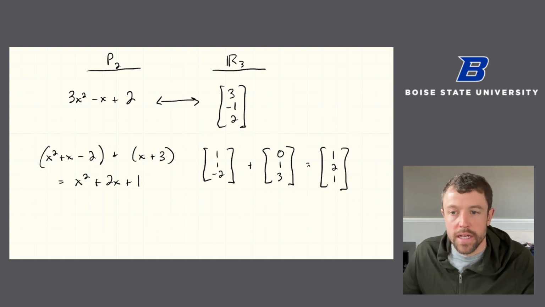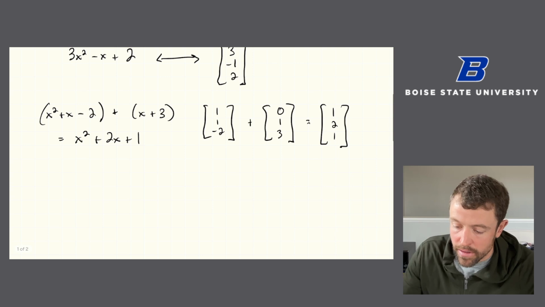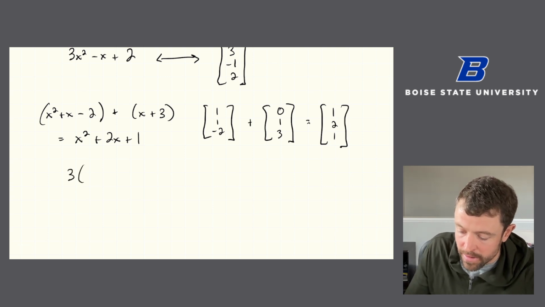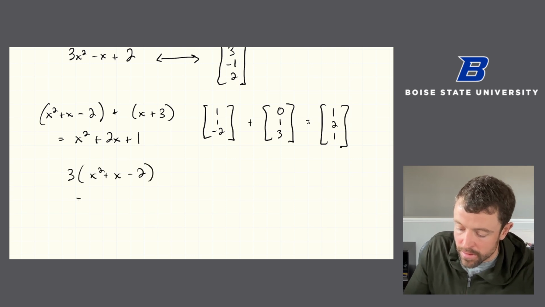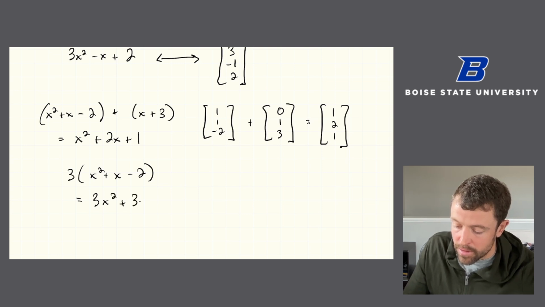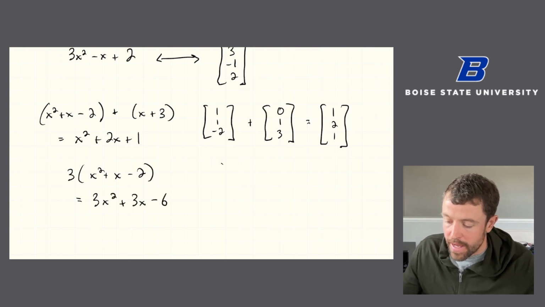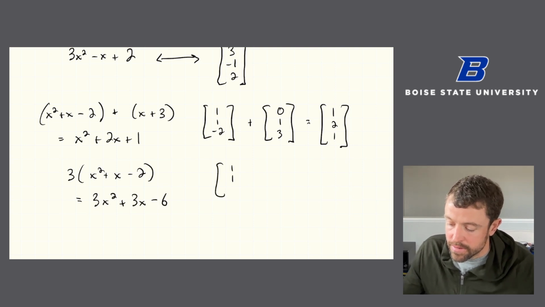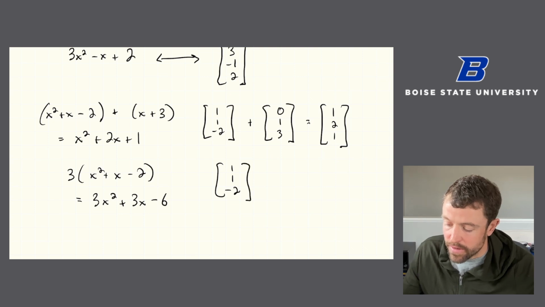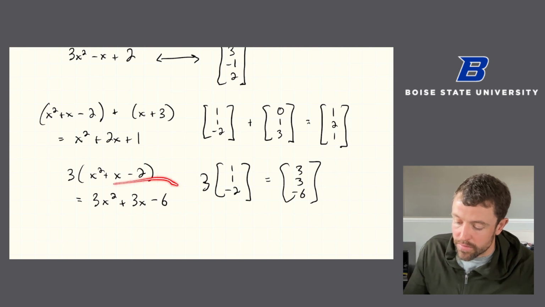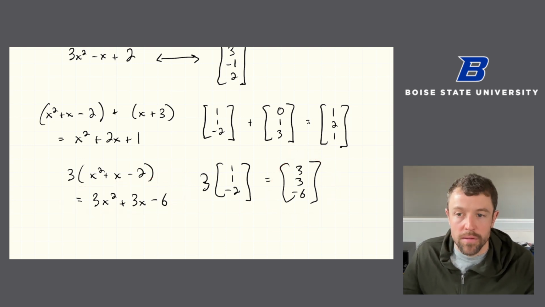And the same is true of scalar multiplication, right? So if I were to take 3 times x squared plus x minus 2, I would get 3x squared plus 3x minus 6. And at the same time, if I write this x squared plus x minus 2 as a vector in R3 and multiply it by 3, I get this same thing, 3, 3, minus 6, which is the vector representation of this polynomial.